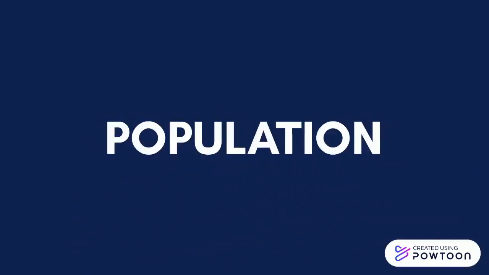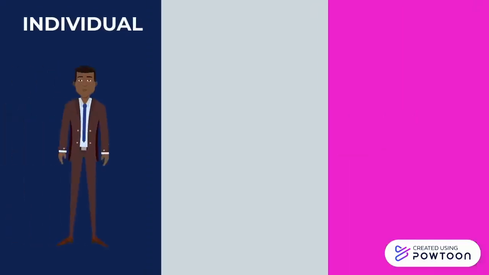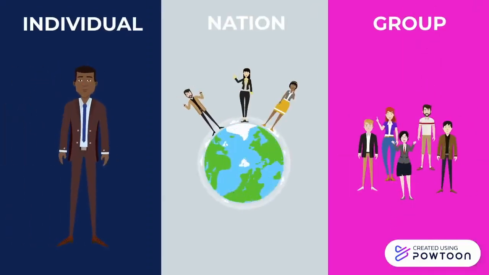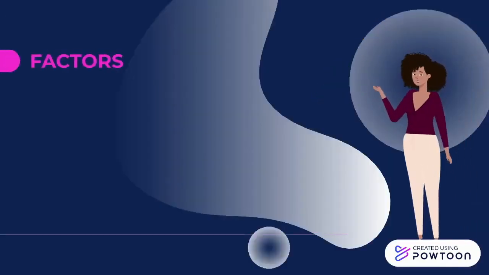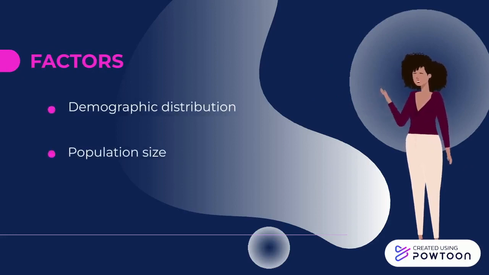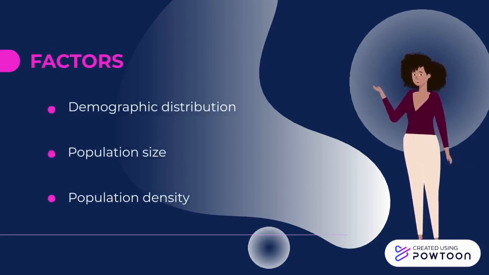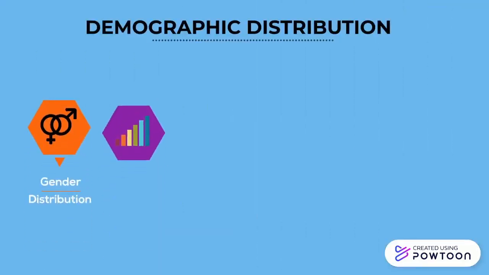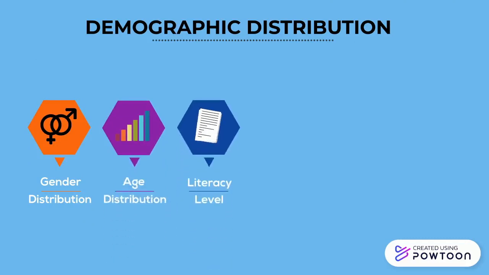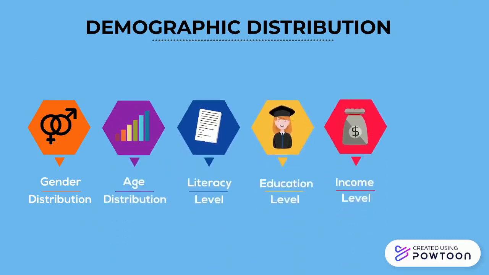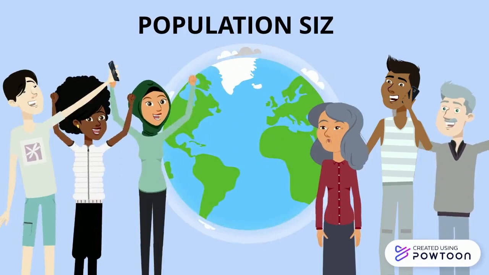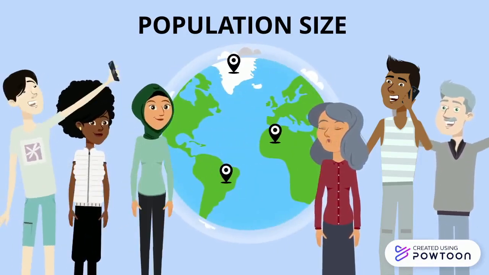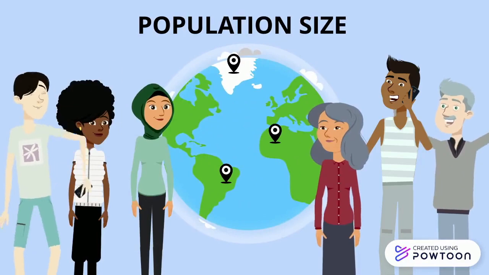Population can be defined as a distinct group of individuals, whether that group comprises a nation or a group of people with a common characteristic. The factors can be categorized as demographic distribution, population size, and population density. Demographics can be categorized as the population based on gender distribution, age distribution, literacy level, education level, and income distribution. Population size can be defined as the number of individuals represented in a subjectively designated geographic range.